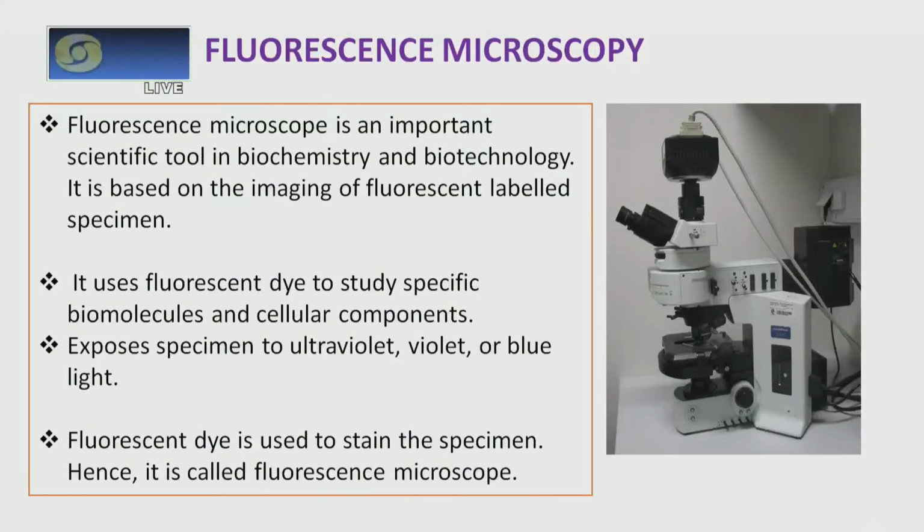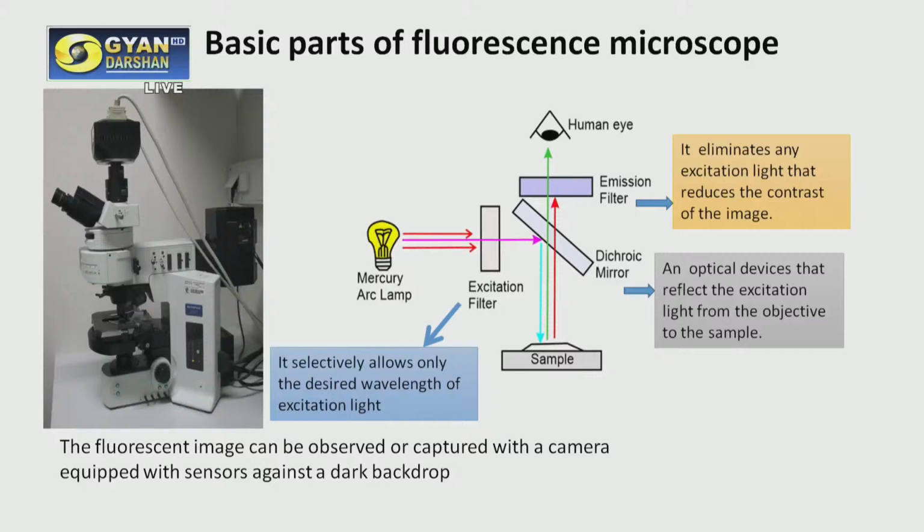So you can see the setup of the fluorescence microscope here. The basic part of the fluorescence microscope is the mercury lamp, which is the light source here. It contains 3 types of filters that can detect the excitation of light. The excitation filter is used to select only the desired wavelength of light that comes from the mercury lamp. And another part is the dichroic mirror.